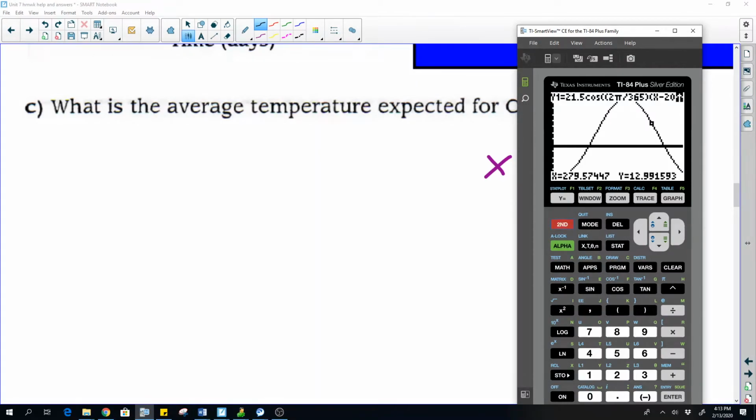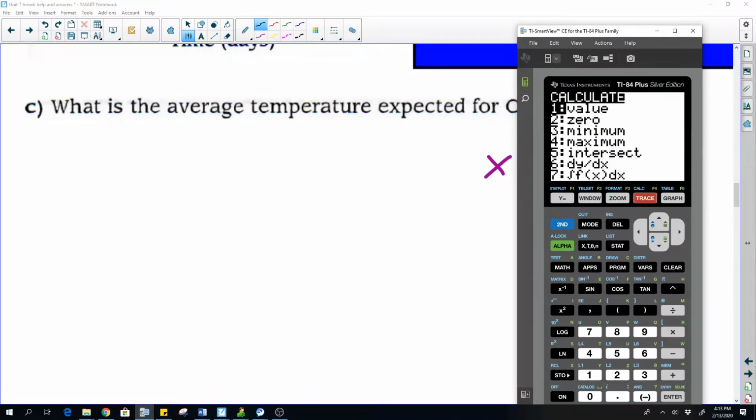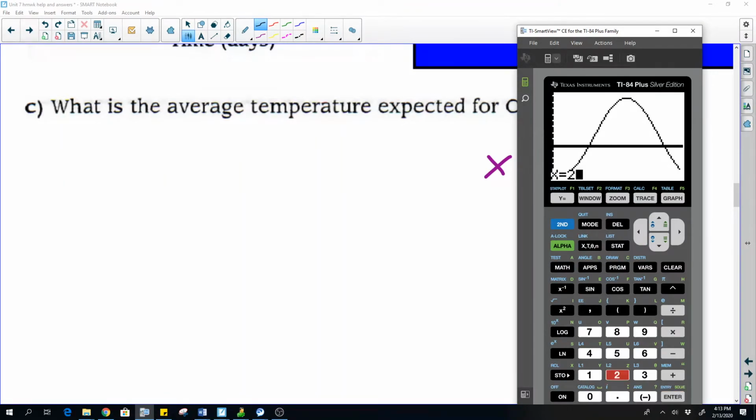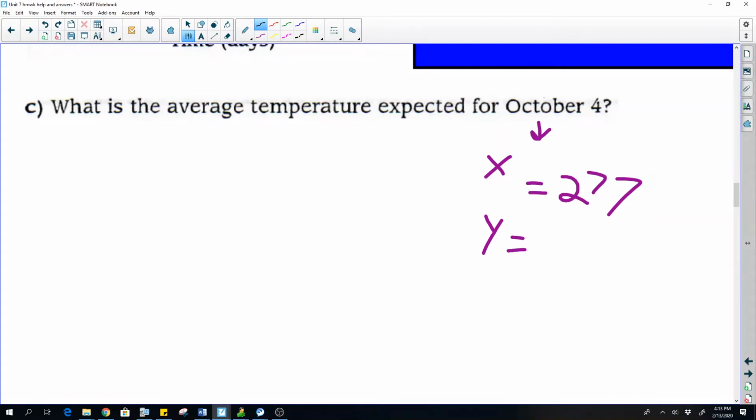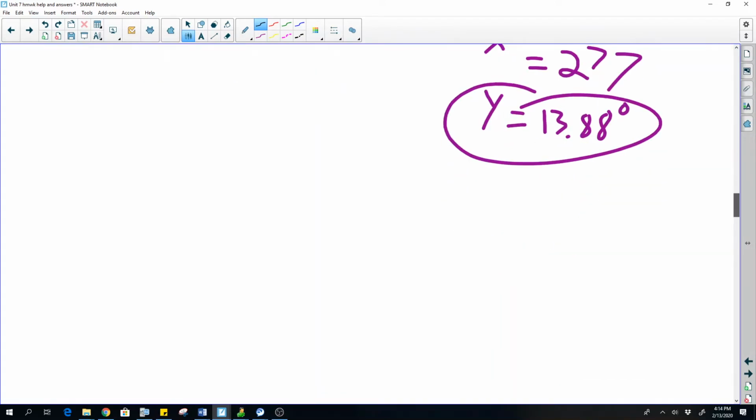Let's do faster, go to second calc. Second equals, and then we can do option 1, which is value, and then we can type in 277 days and get our exact temperature. So we expect 13.877. So our y value, our temperature, is 13.87. We could round that up to 13.88 if we're going to the nearest hundredths place. And don't forget that's Celsius because that's degrees. So that's our answer there, 13.88.